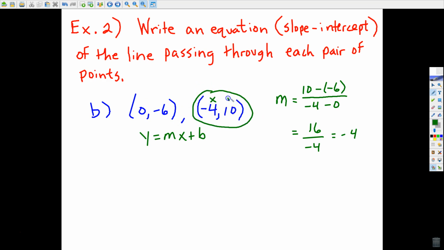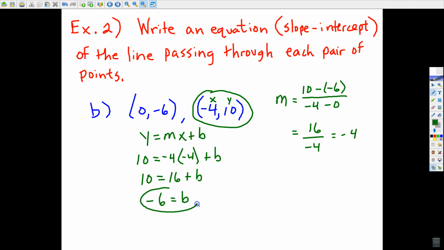Okay, there's x, there's y. So let's replace y with 10. M is negative 4. X, also negative 4. Use those numbers to solve for the y-intercept. 10 equals 16 plus b. Looks like b is going to be negative 6. Subtract 16 from both sides.